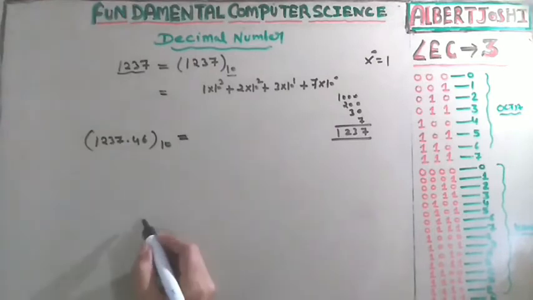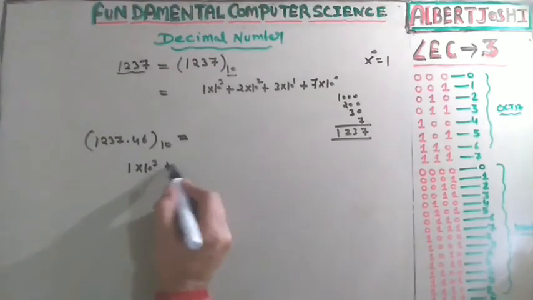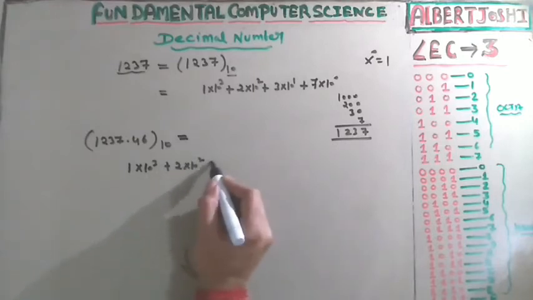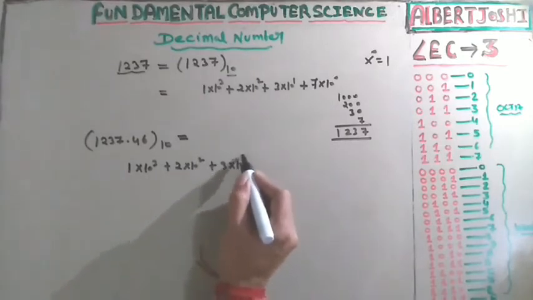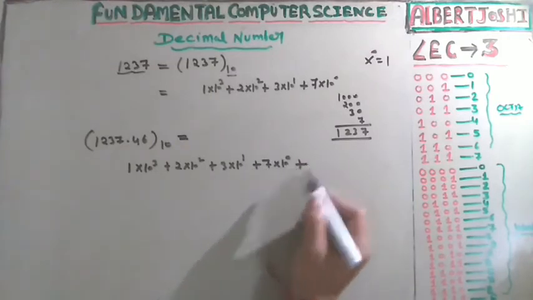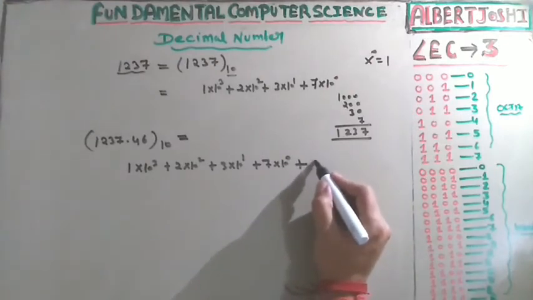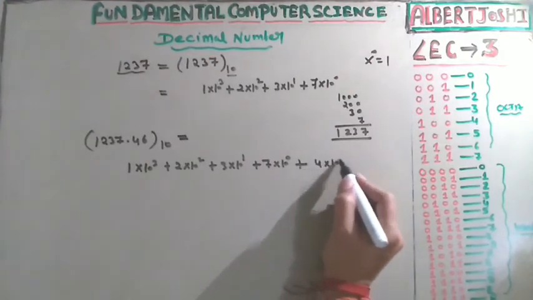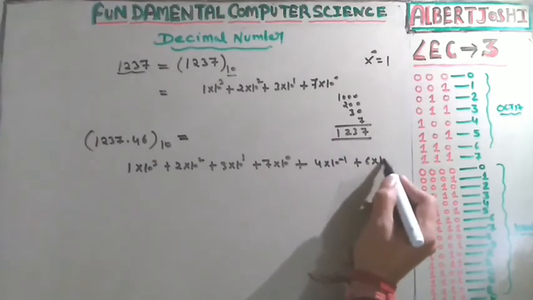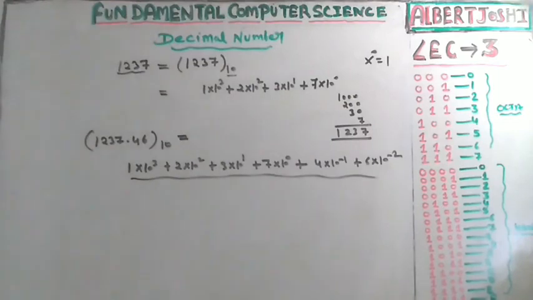Very simple. You write the same thing: 1 into 10 to the power 3, plus 2 into 10 to the power 2, plus 3 into 10 to the power 1, plus 7 into 10 to the power 0. Then after the decimal point, the powers will be negative: 4 into 10 to the power minus 1, plus 6 into 10 to the power minus 2. This is the way to represent the decimal number. Thank you so much.